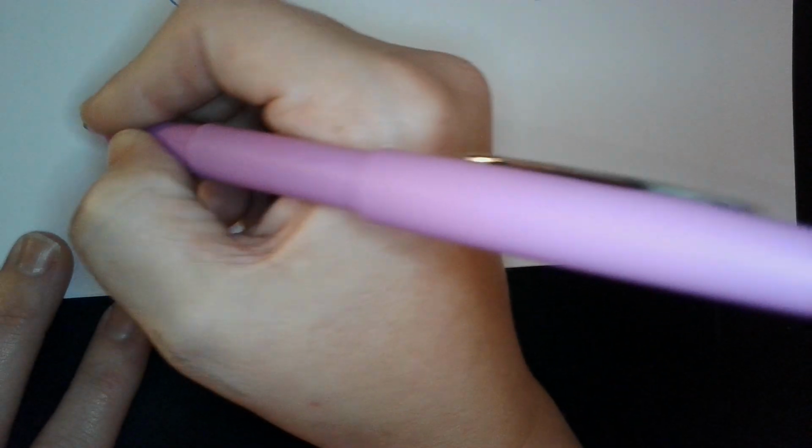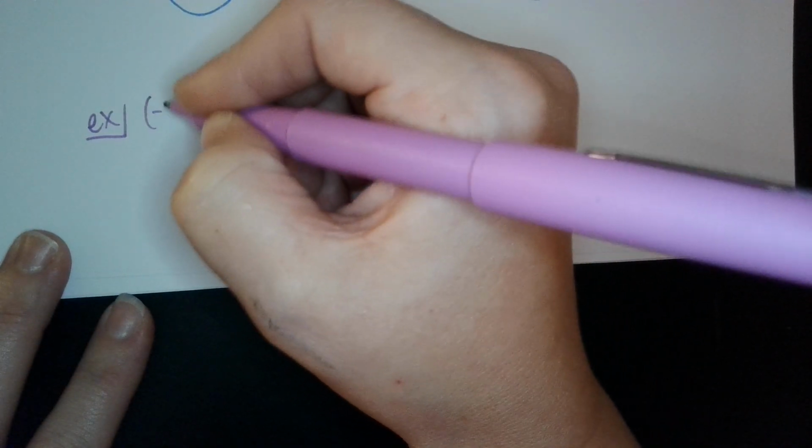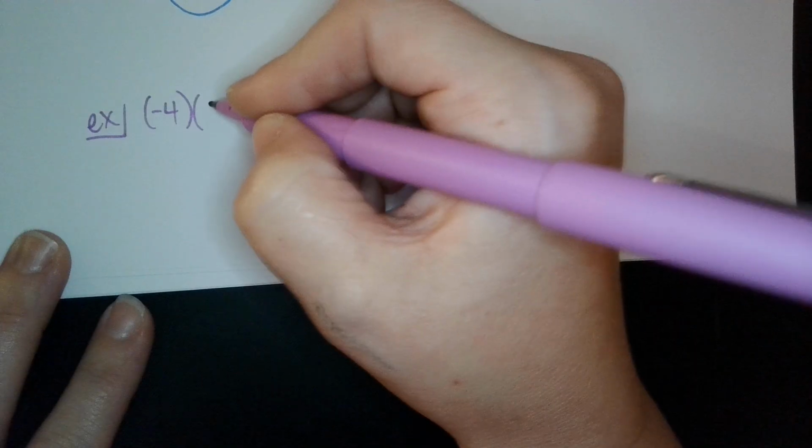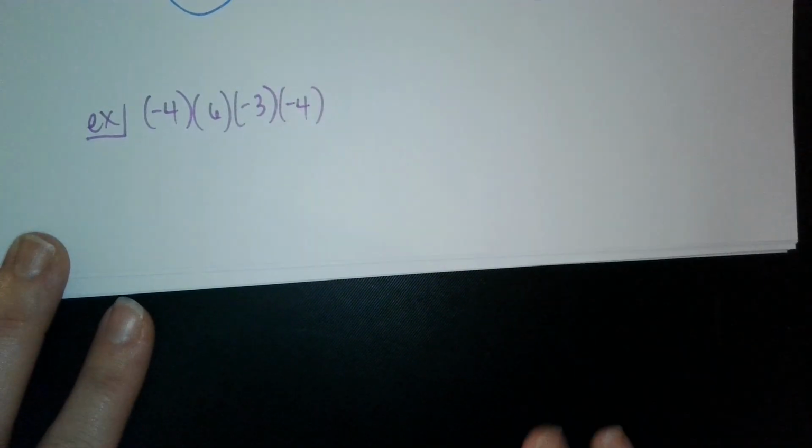All right, let's do one more, and then we're gonna be done. For these, you guys are doing really easy. Hopefully it stays that way. Negative 4 times 6 times negative 3 times negative 4. This will be our last one. Alright, we're going to take the first two.